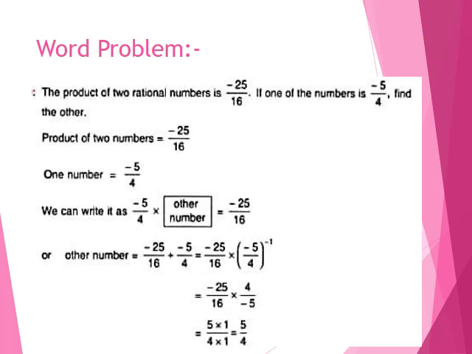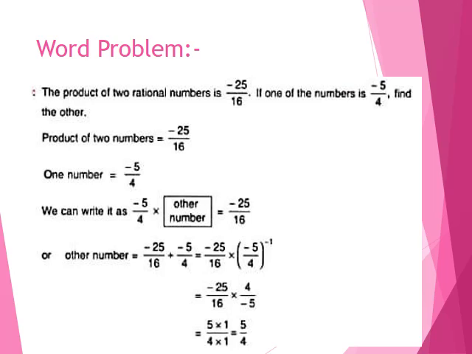See here one more, which is a word problem. The product of two rational numbers is minus 25 upon 16. If one of the numbers is minus 5 by 4, find the other. So here the product of the two rational numbers is given and one number is given. You have to find out the second number. So we will write it as: the product of the two numbers is minus 25 by 16. One number is minus 5 by 4, and therefore we can write minus 5 by 4 multiplied by the other number, which we have to find out, equals minus 25 upon 16.